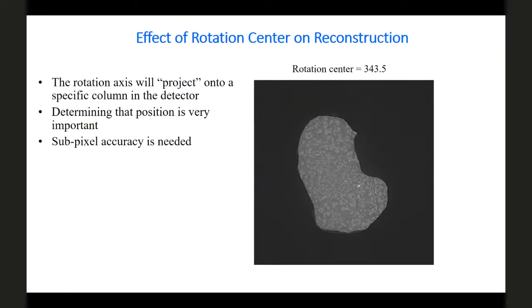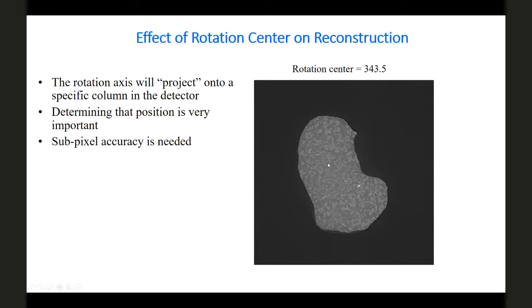The last thing I want to talk about is the effect of the rotation center on the reconstruction. That rotation axis will project onto a specific column in the detector or in the sinogram, and determining that position is very important. Really, it helps to have subpixel accuracy. So this is with the rotation center where I think it's optimum in this case, which was pixel 343.5. And notice that these iron oxides are kind of equant, and there aren't a lot of streaks coming off them.